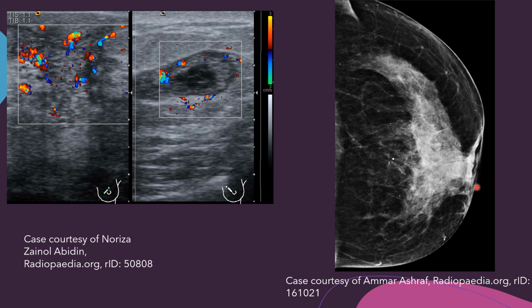Basically, this is how it usually presents, but this is just one of the many wide arrays of presentations for this mass. And that is why biopsy is usually the choice to determine if this is not a malignancy.